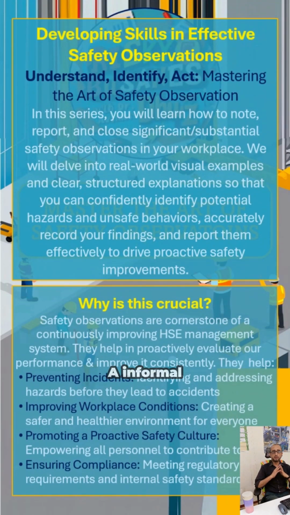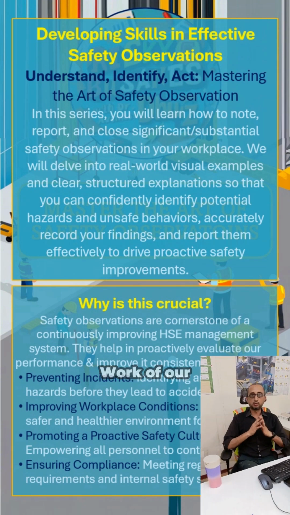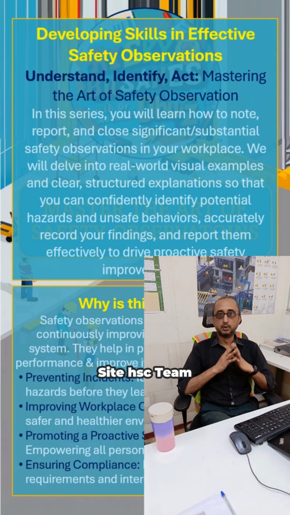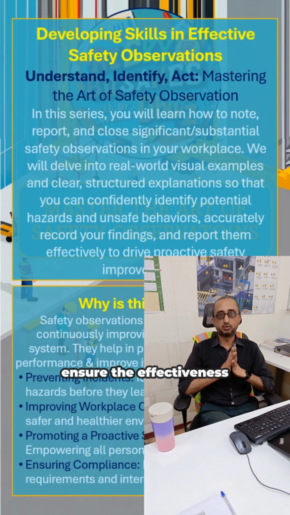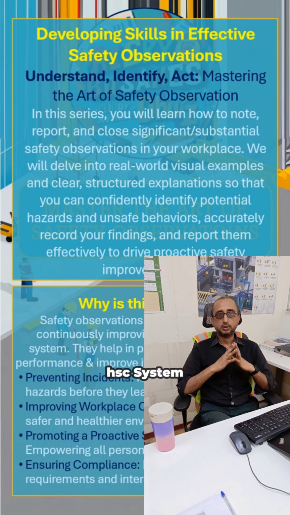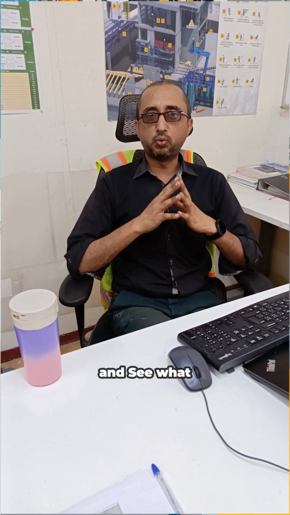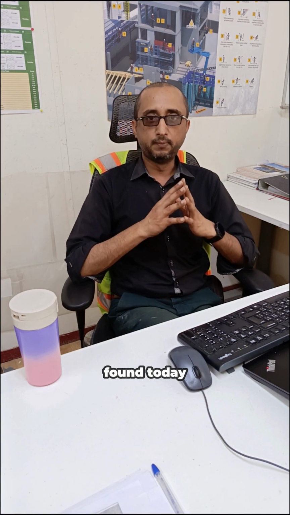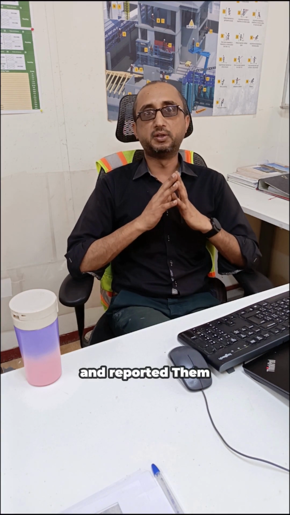Welcome to our Master the Art of Safety Observation series, in which we are improving our skills in noting down professional level safety observations. These observations are generally referred to as informal inspections and are part of the daily routine work of our site HSE team. They are intended to identify any minor deviations in our system so we can correct them immediately to ensure the effectiveness of our HSE system. So let's see what observations our team found today, and how they documented and reported them.